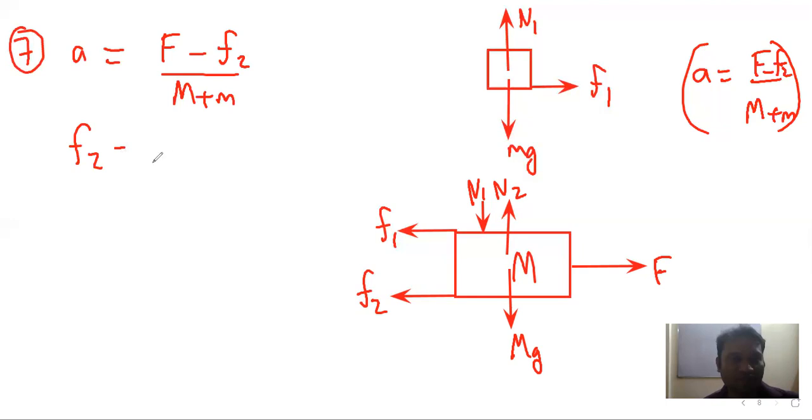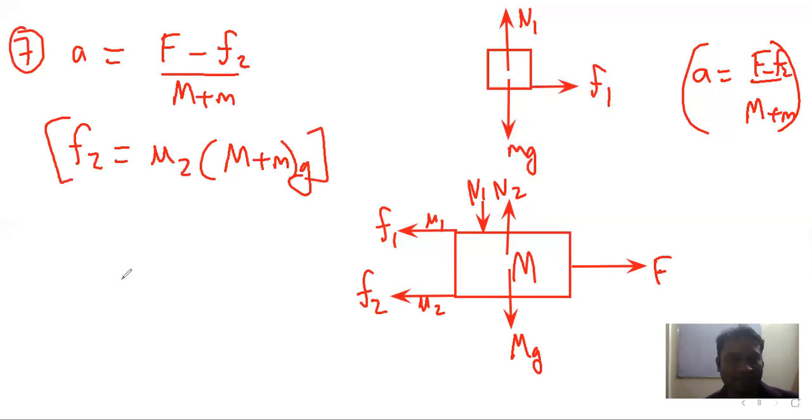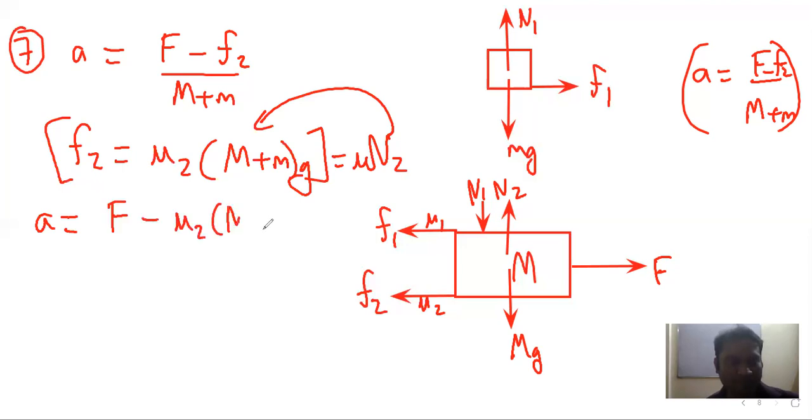F2 friction will be mu2, the coefficient of friction here, into M plus m into g, because friction is mu N. So in this case, F2 is mu2 N2, and N2 is M plus m into g. So acceleration will be F minus mu2 into M plus m into g upon M plus m.